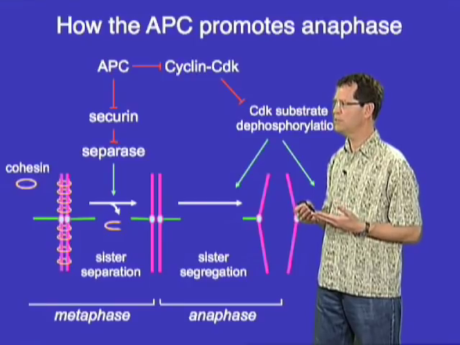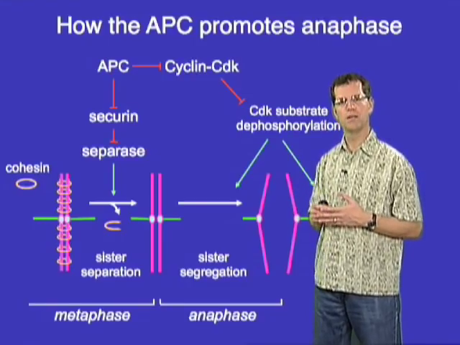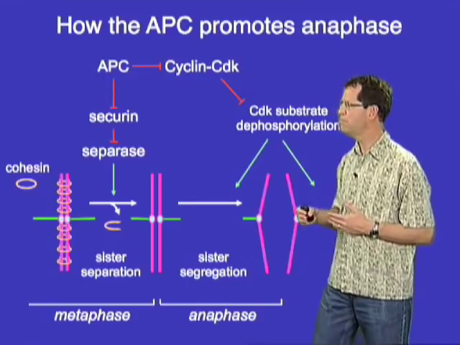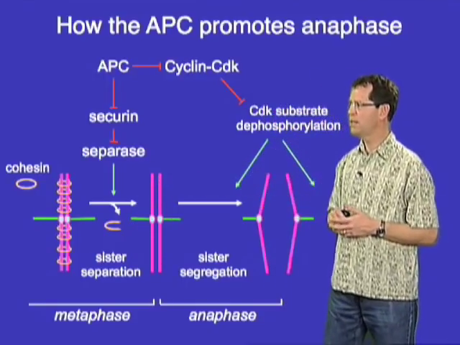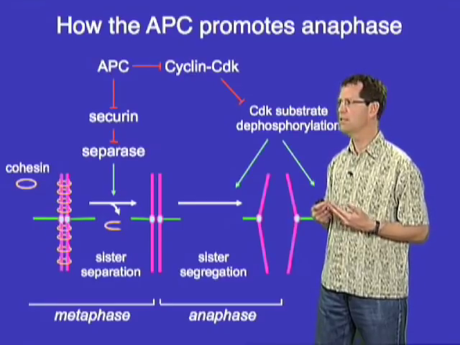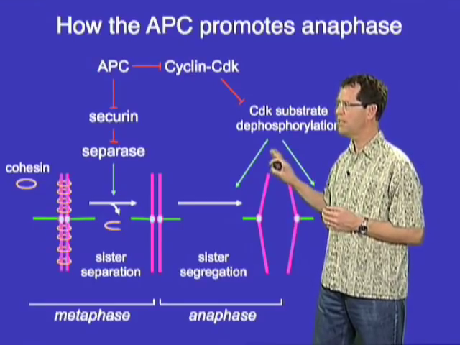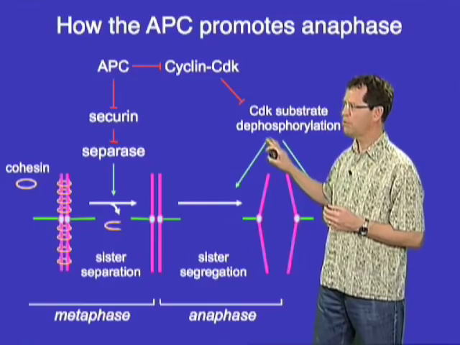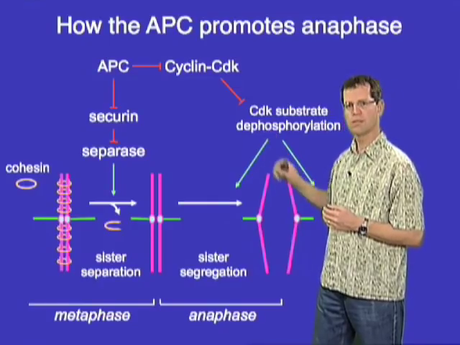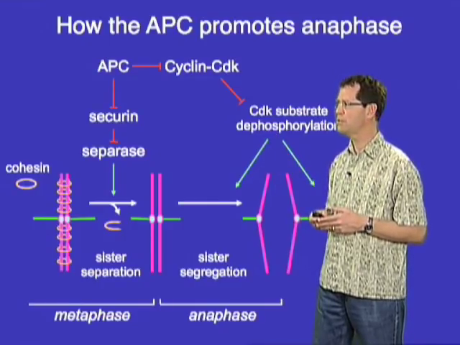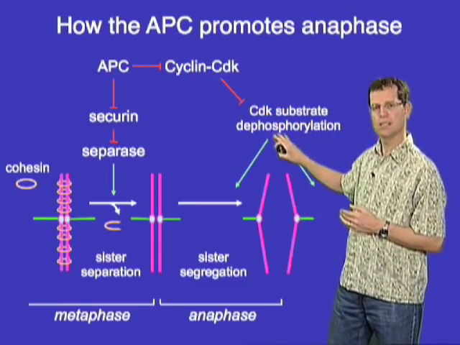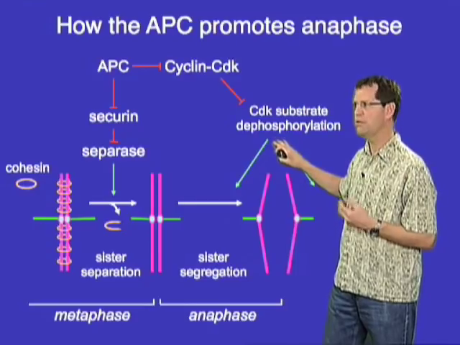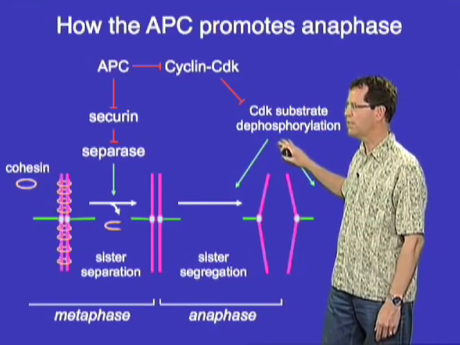So the question for today is, what is it about this regulatory system that drives the synchronous separation of multiple sister chromatids all at about the same time? And to appreciate one of the answers to that question that we discovered, there's one more component in this system that I need to mention. And that is a protein phosphatase that contributes to the dephosphorylation of CDK substrates in late mitosis. Now, obviously, the inactivation of a kinase alone is not sufficient to cause the dephosphorylation of a protein. You need a phosphatase to take that phosphate off.